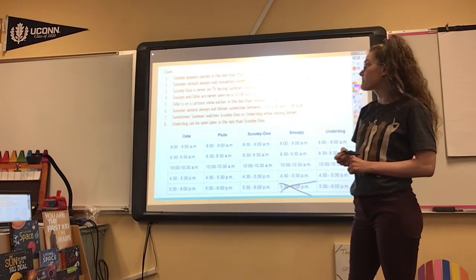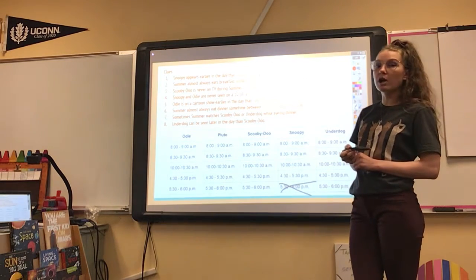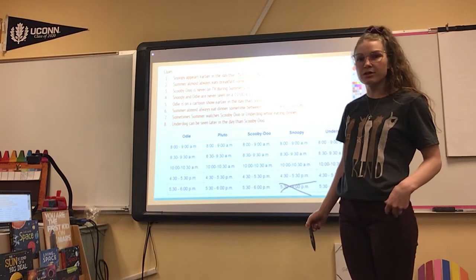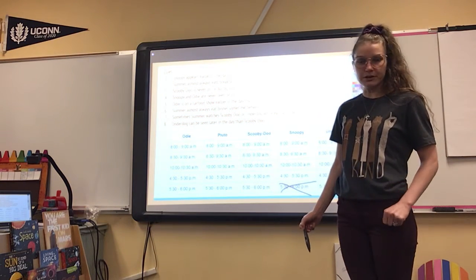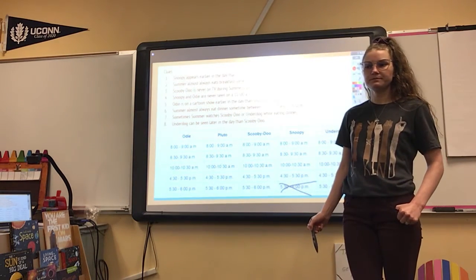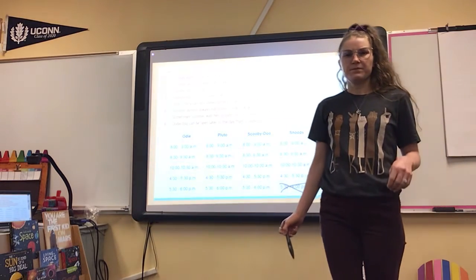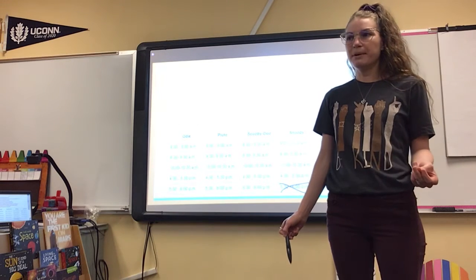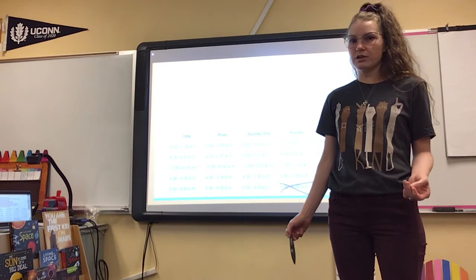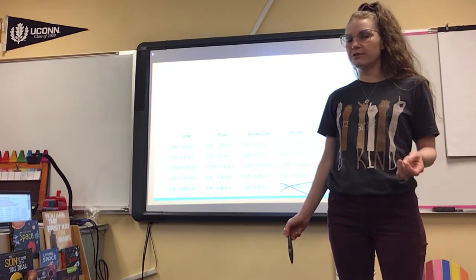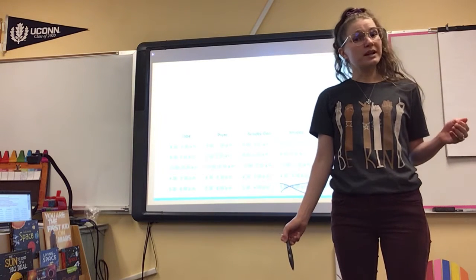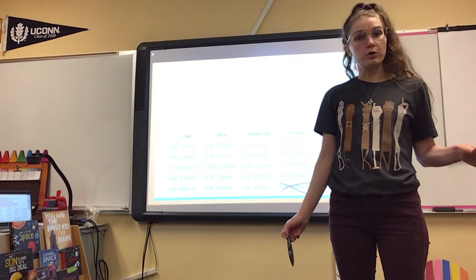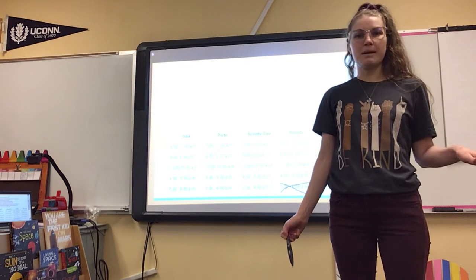Clue 2: Summer almost always eats breakfast sometime between 7:30 and 9:30 a.m. That's just talking about when Summer is eating breakfast, but it doesn't say anything about the dog shows. That clue is a little bit confusing to me. So if you read a clue that's a little bit confusing, just skip ahead and go to the next clue. You can always come back to it.